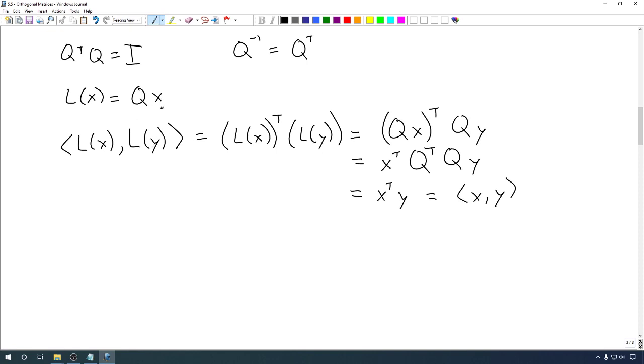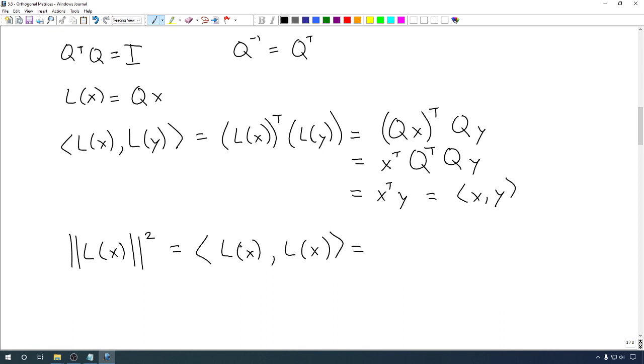So an orthogonal matrix is one where if you treat it as a linear transformation, or linear operator really, it doesn't change the scalar products of any of the inputs. We can also see that it doesn't change our magnitude. Remember, the norm of L of x is really just the inner product of L of x with itself.